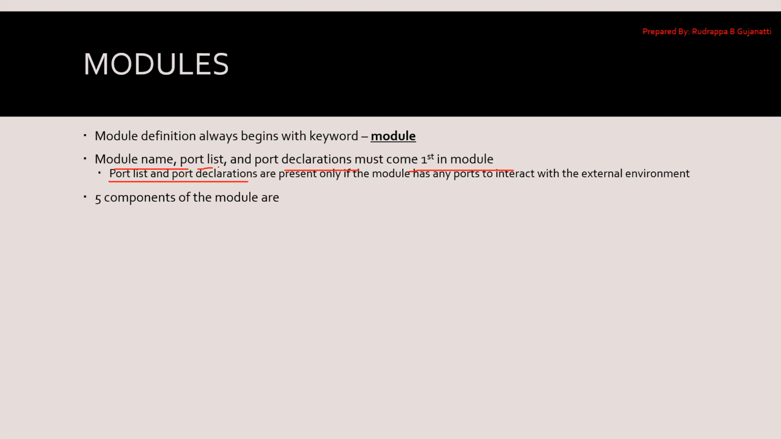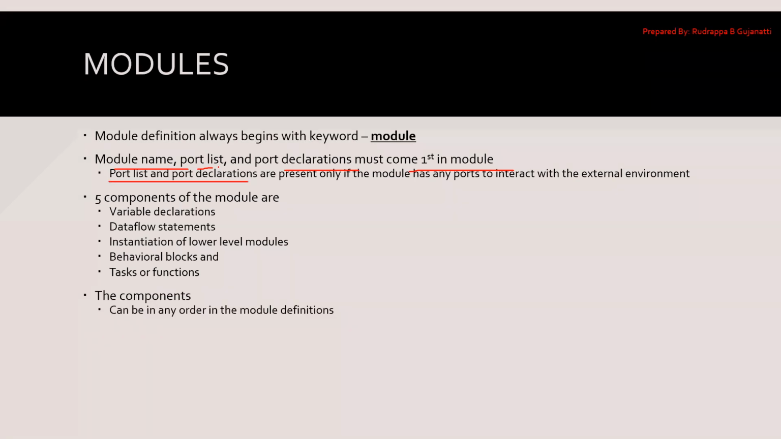Then we have the five components that we specified: the variable declaration space, then the dataflow statements, then the instantiation which is required for the lower level modules, then behavioral blocks, and lastly tasks or functions. These components can be in any order. It is not that we have to put this first, this second, this third. It can be in any order.